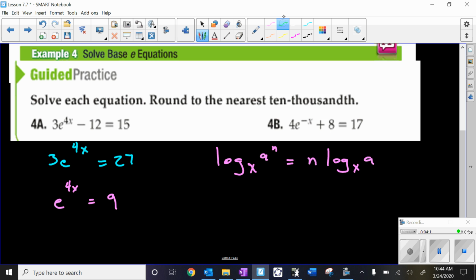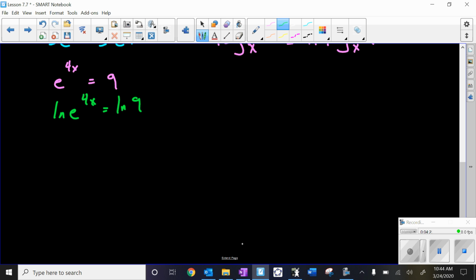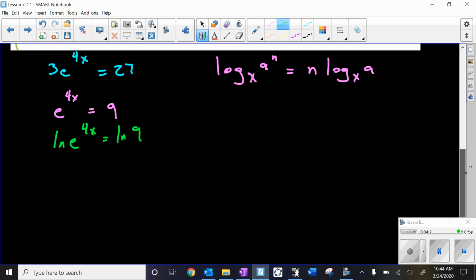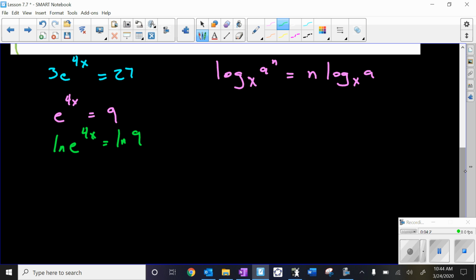So now I have natural log of e to the 4x equals natural log of 9. If I take a natural log on one side, I've got to take a natural log on the other side to keep it equal. And that allows me to take my 4x and move it out front. So 4x natural log of e equals natural log of 9.